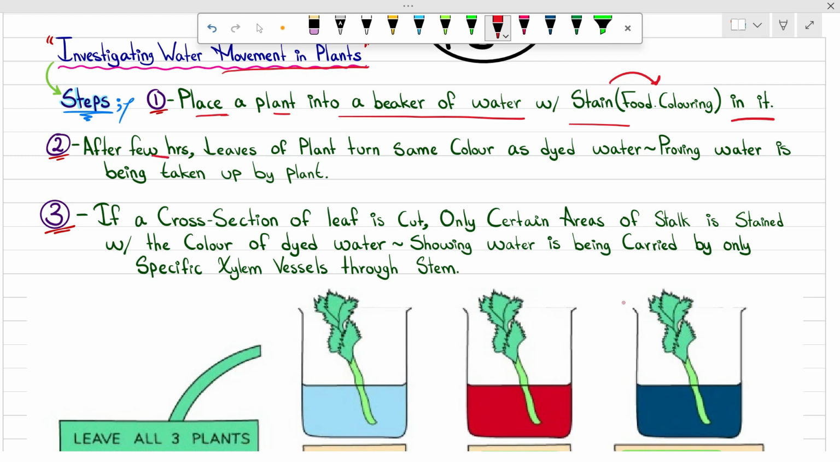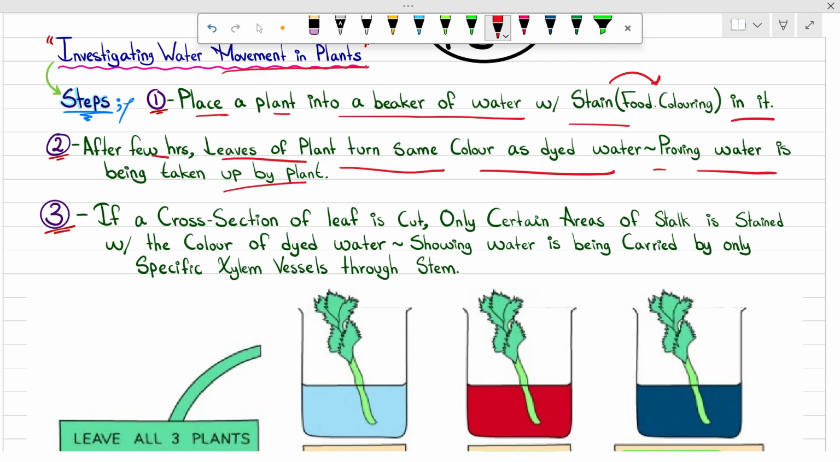After a few hours, leaves of the plant turn the same color as the dyed water, proving water is being taken up by the plant. So the plant contains xylem vessels which uptake water. Now, if you're going to put food coloring inside the beaker of water, the color of the water is going to change. As you put the plant inside, the xylem vessels are going to absorb this water from this food coloring, and it's going to change the color of the plant.